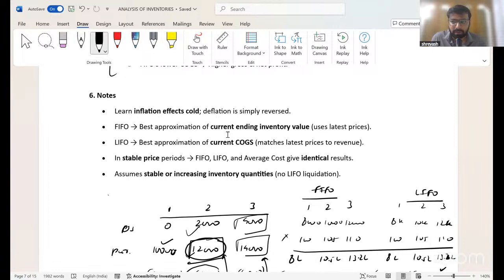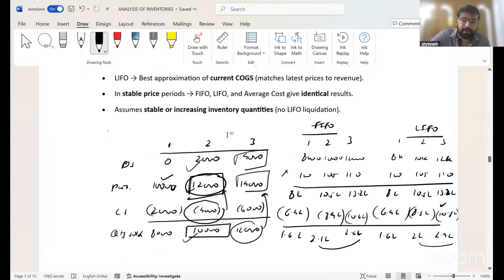So what do you mean by return? Net profit margin and gross profit margin, right? Everything would have been the same, no difference. Right? That is what it would be.